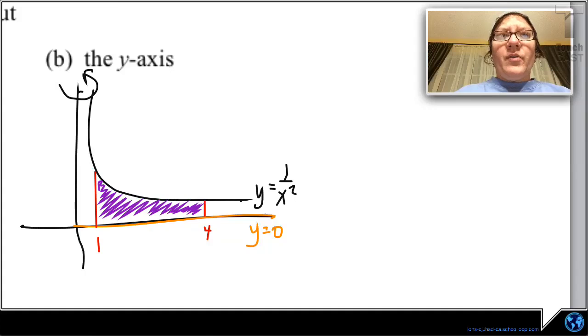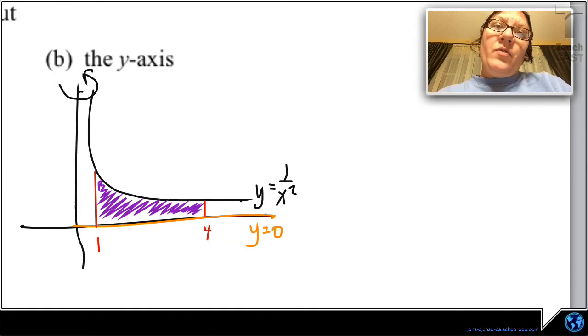Dang. Okay, so now I'm using the same equation as I was on part A, but this time I'm spinning about the y-axis. So my first question is, discs, washers, or shells? Well, if I'm spinning about the y-axis, my first thought is, why can't I use the washer method? I see that there's a gap.